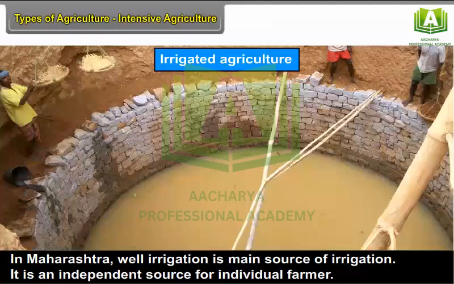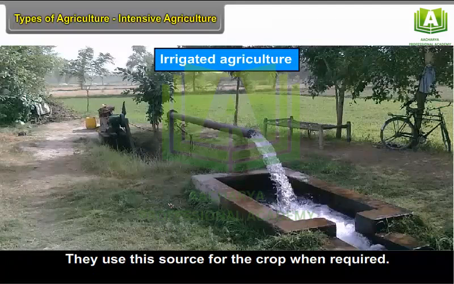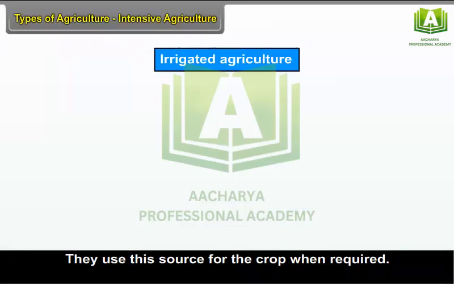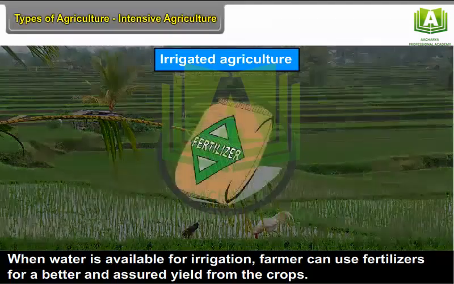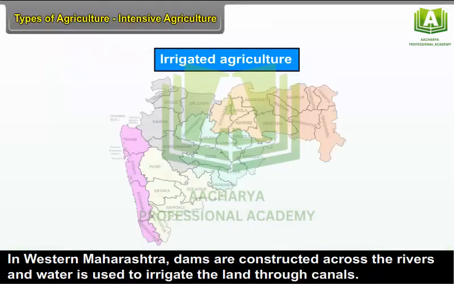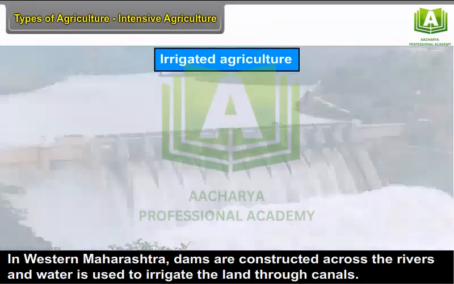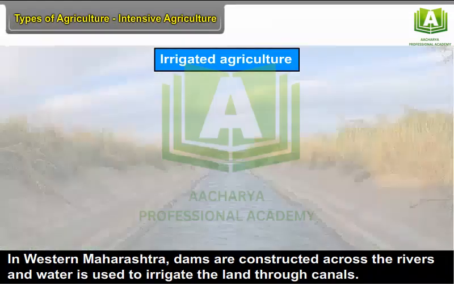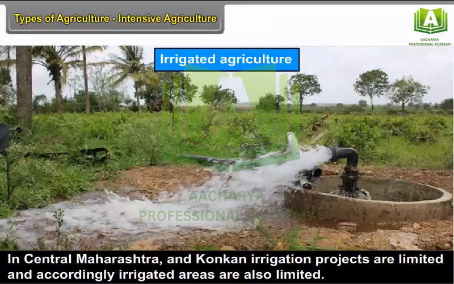It is an independent source for the individual farmer. They use this source for the crop when required. When water is available for irrigation, the farmer can use fertilizers for a better and assured yield from the crops. In western Maharashtra, dams are constructed across the rivers and water is used to irrigate the land through canals. In central Maharashtra and Konkan, irrigation projects are limited and accordingly irrigated areas are also limited.